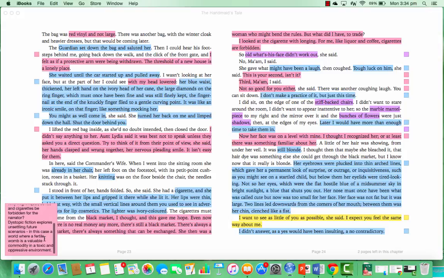Dystopic fiction explores unsettling future scenarios. It gets us thinking about our current context and challenges us to think about possible changes. In this case, a world where a fertile womb is a valuable commodity in a toxic and oppressive environment.